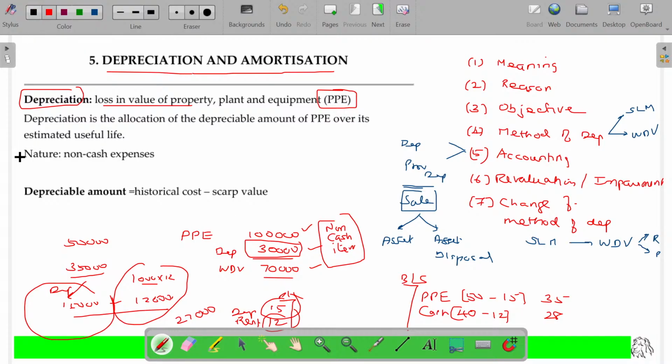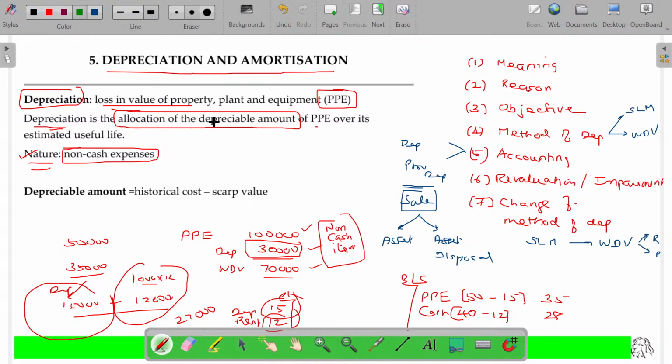Now, nature. It is a non-cash expense. And depreciation is otherwise named as allocation of the depreciable amount of PPE over the estimated life. That's a very, very important point you have to understand. It's an allocation. Is that clear?